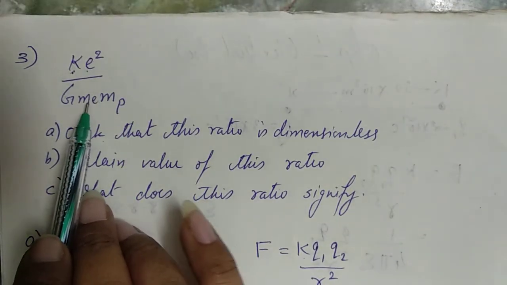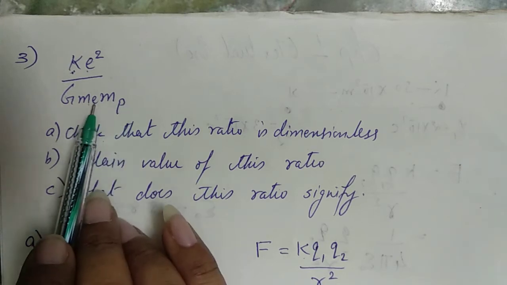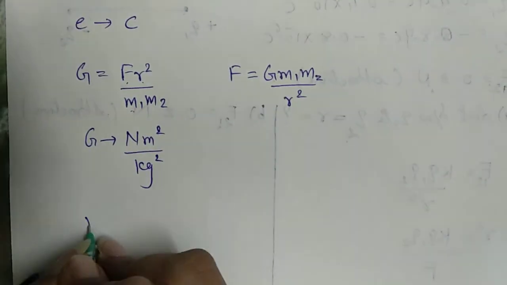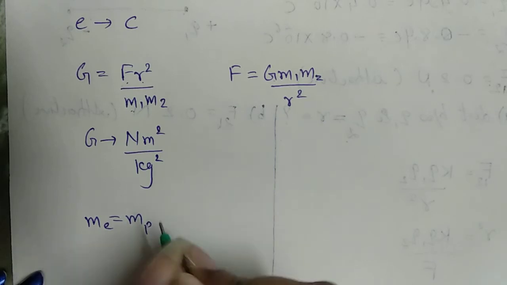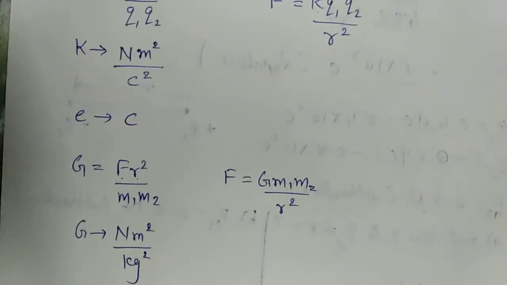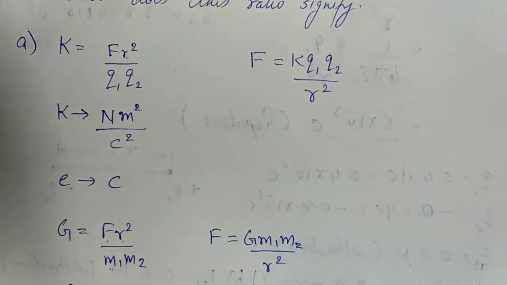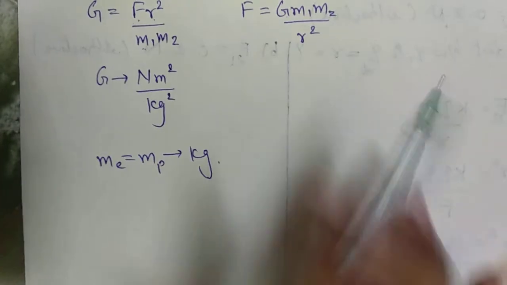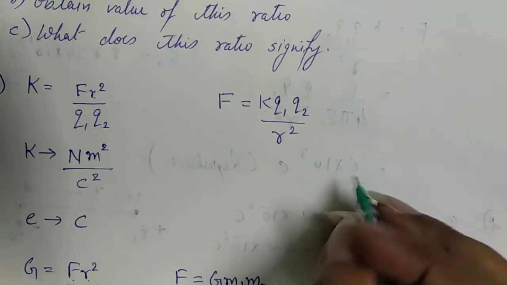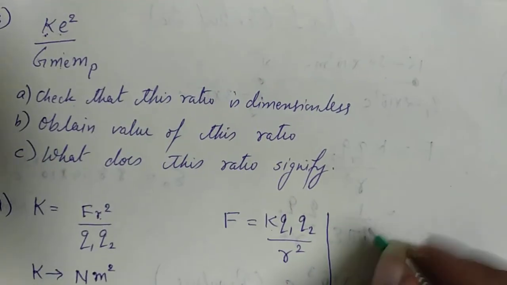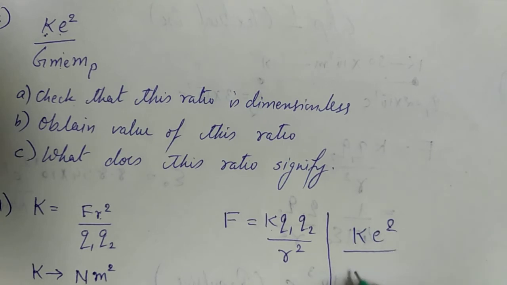Now the units of me and mp: this is the mass of the electron and this is the mass of the proton. So the unit of me will be equal to the unit of mp. They are masses, so the unit will be kg. Now I'll substitute all these units in our ratio. So the ratio given is this one, so I'll write down that ratio again. The ratio is k e square upon G me mp.